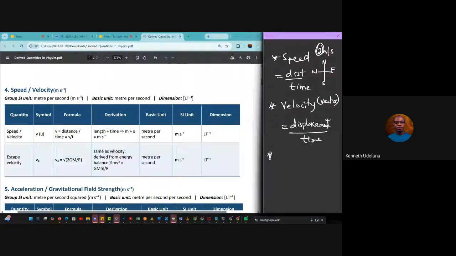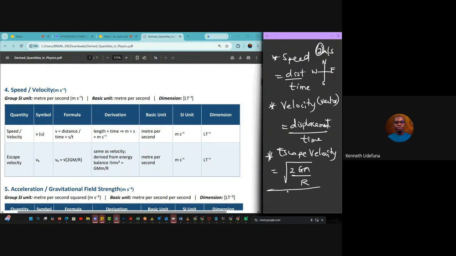Then the last one is what we call escape velocity. For escape velocity, we are going to have the formula as the square root of 2gM all over r. So you should take note of these formulas. Formula for speed, I've stated that. Formula for velocity, I have stated that. And formula for escape velocity, I have stated that.